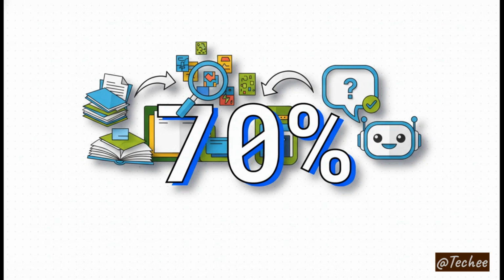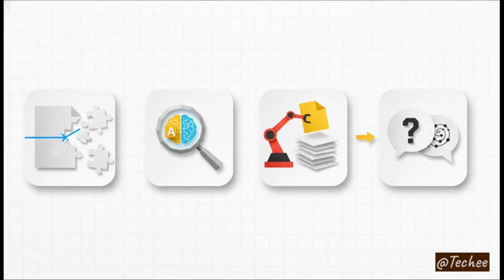And this is a really big deal. In fact, studies have shown that the quality of the information you retrieve, that R in RAG, accounts for something like 70% of the final answer's quality. Think about that. Get the retrieval part wrong, and it doesn't matter how smart your LLM is, you're going to get a bad answer. So how does advanced RAG get this so right?